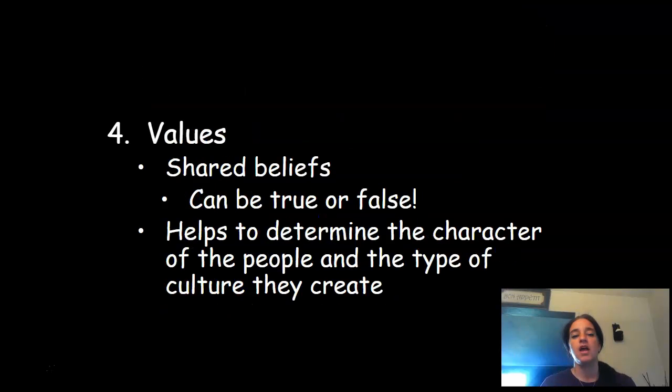All right. The next component of culture are values. Values are your shared beliefs, right? Shared beliefs are, again, what you think of as being good or bad, right or wrong, desirable or undesirable. And they can be either true or false. A false belief can be very, very powerful.